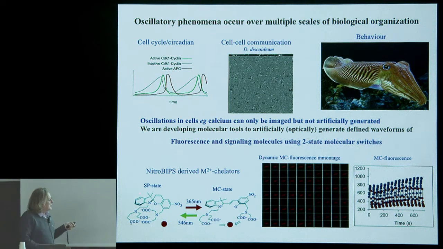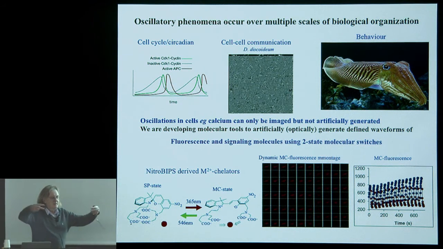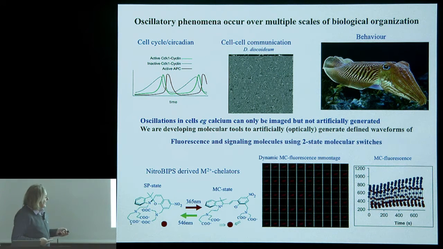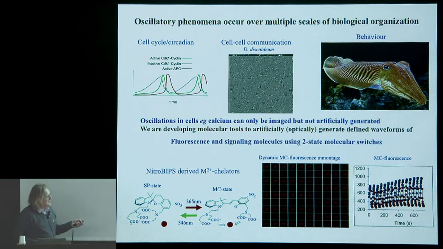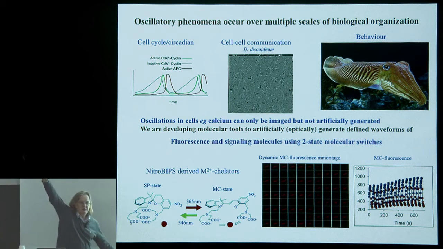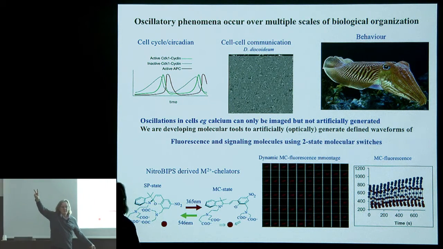So just as a quick overview, I'll be talking about these two-state switches in different contexts. In this context, with the oscillation, we've developed a switch, the same nitroBIPS switch molecule, onto which we've appended 4 calcium carboxyl groups. And these carboxyl groups can bind to calcium only in the MC state. The geometry is such that this facilitates the strong binding of calcium, whereas in the spiral state, those carboxyl groups are pointing away from each other, so it doesn't bind to calcium.